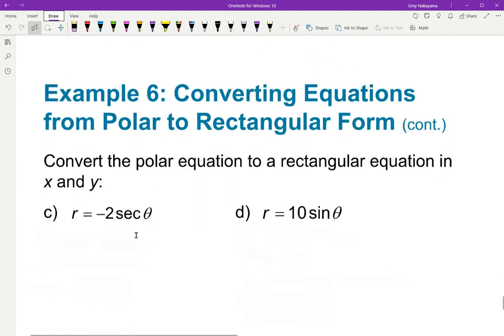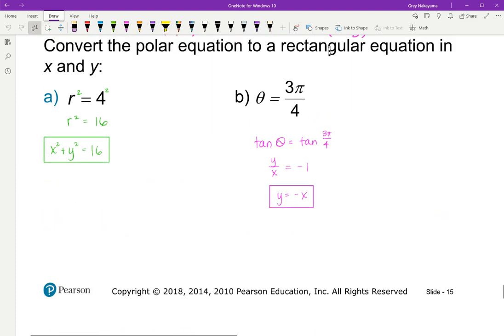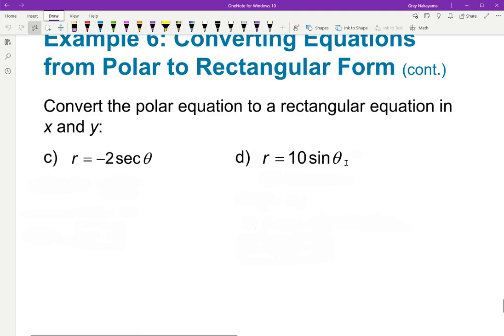Okay, last two examples. This time, same thing. I have r equals -2 times the secant of theta. Those four main equations, none of them have secant in them. They only have tangent, sine, and cosine.